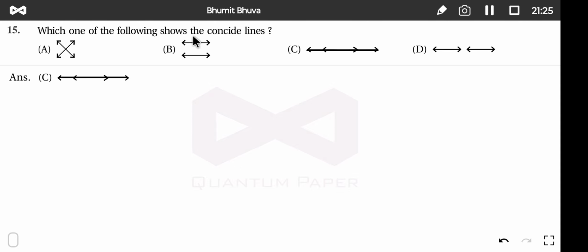Then look at the next one. Which of the following shows the coincident line? So look at the first option, this is an intersecting line, so wrong. The second one is a parallel line, wrong. The third one is a coincident line, so the answer is C.